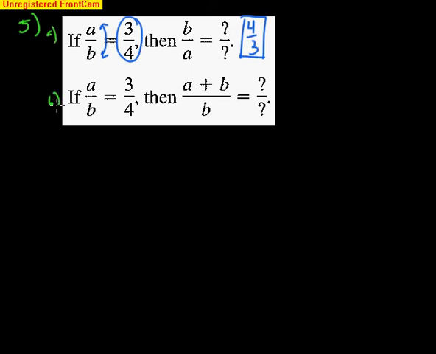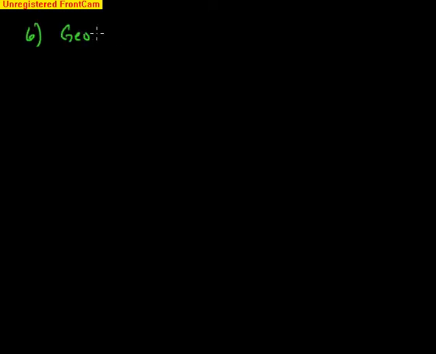Okay, so that's, we'll call it 5a. This is 5b. 5b says, okay, if A over B equals 3 over 4, then A plus B over B. So what they did was they took A and they added the denominator. So we must take 3 and add the denominator. 3 and 4 is 7. 7, and the denominator stays the same. So just make sure you review those properties of proportions. The next problem we'll work on is geometric mean.